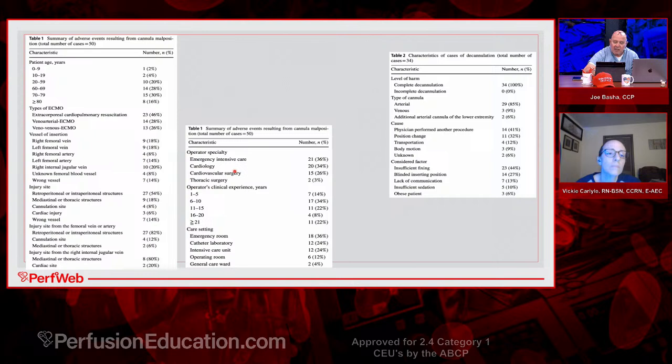Now, this gets even more interesting. Operator specialty, emergency intensive care was 36% of their cannulations were done by emergency or intensive care.